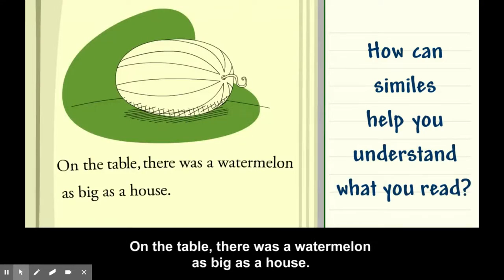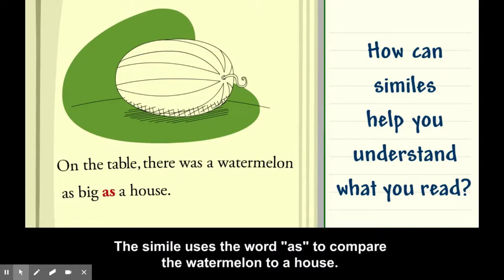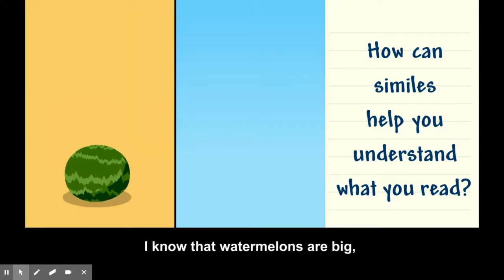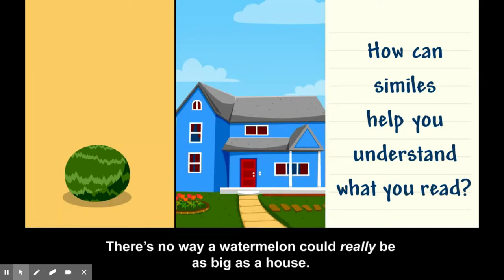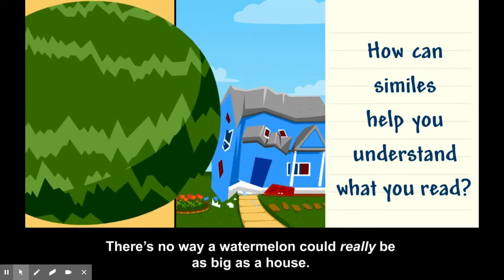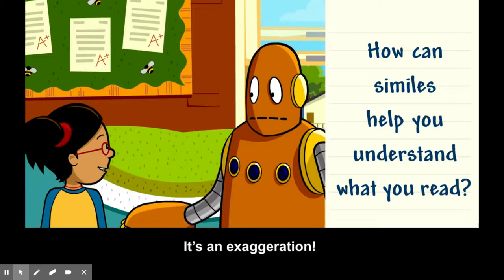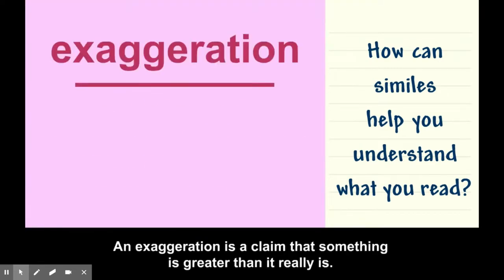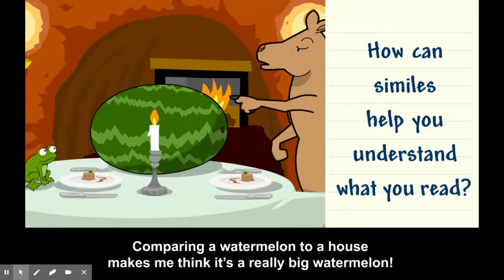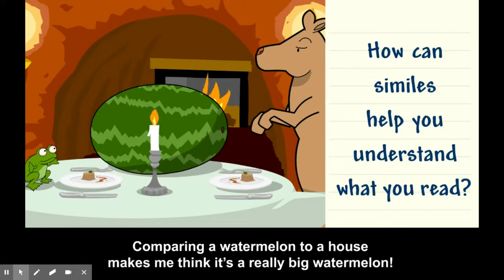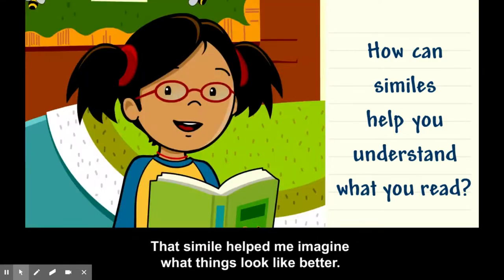On the table, there was a watermelon as big as a house. The simile uses the word as to compare the watermelon to a house. I know that watermelons are big, but houses are a lot bigger. There's no way a watermelon could really be as big as a house. It's an exaggeration. An exaggeration is a claim that something is greater than it really is. Comparing a watermelon to a house makes me think it's a really big watermelon. That simile helped me imagine what things look like better.